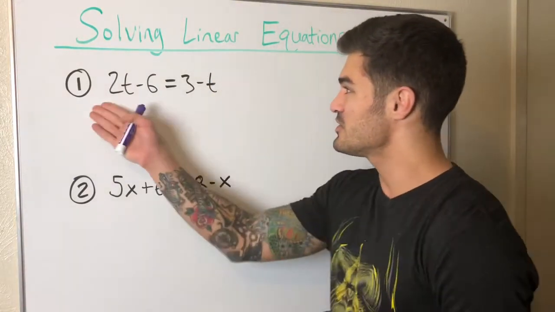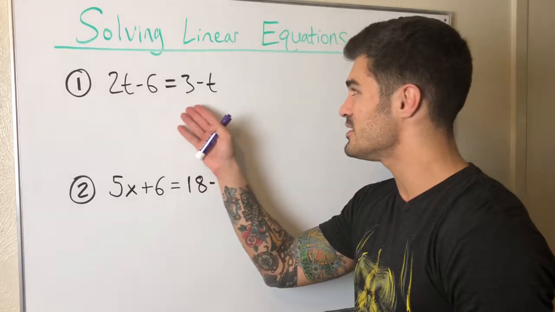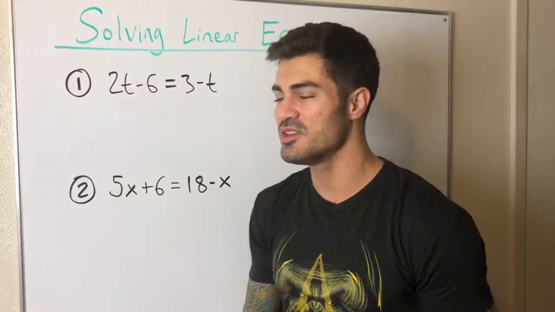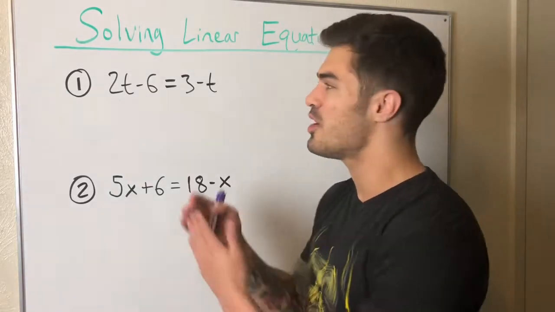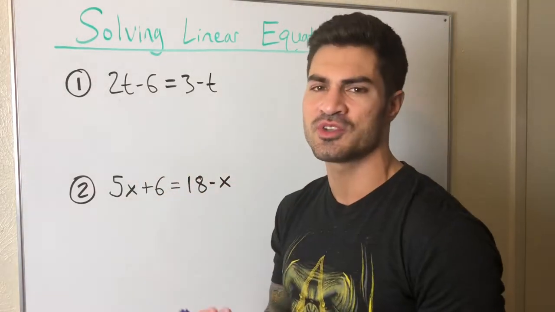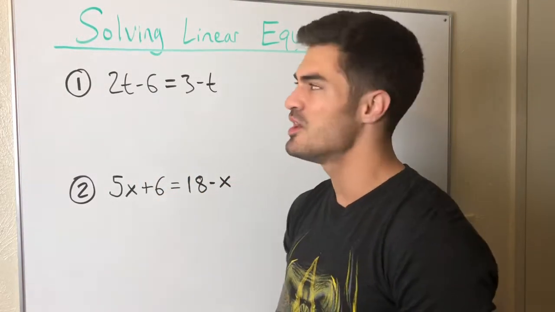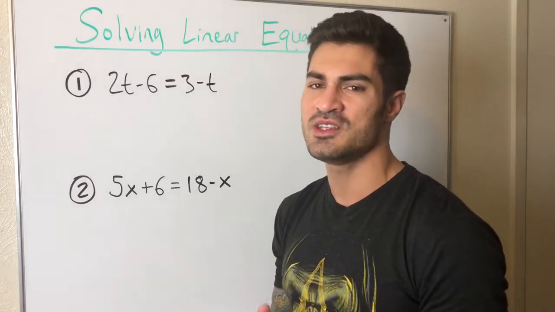So, first example, 2t minus 6 equals 3 minus t. And this is a little different than the examples we've seen so far just because we see t show up in two different places. Our variable is on both sides of the equation. But it's actually not a huge deal. It's an easy fix, right?